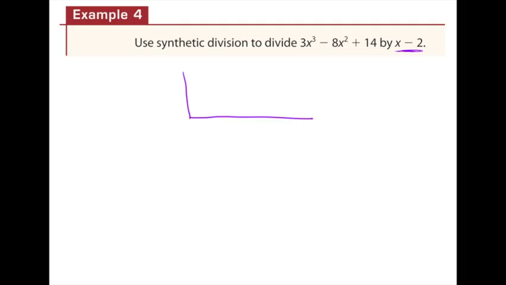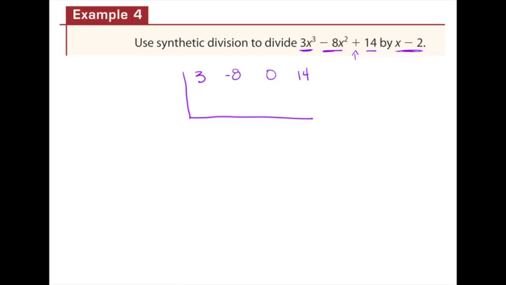And then we're going to take our coefficients. Once again, you need a coefficient for every placeholder. So I started with an x cubed. My coefficient there is 3. X squared, my coefficient there is -8. I do not have an x, so I'm going to put a 0. And then my constant there is 14. That's how you set up the inside, okay?